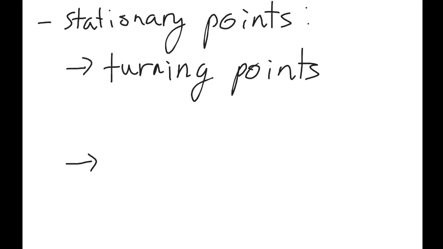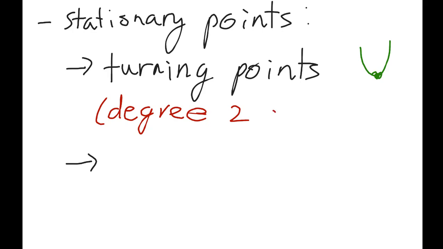For our stationary points, the first one that we've learnt is turning points. Now, stationary points, if you recall, on a turning point, we had the graph not going up or down on a certain section. So, for example, we had this, and that was our turning point, because it wasn't going up or down. So, this particular turning point occurs when we have graphs with degree of 2 or higher.